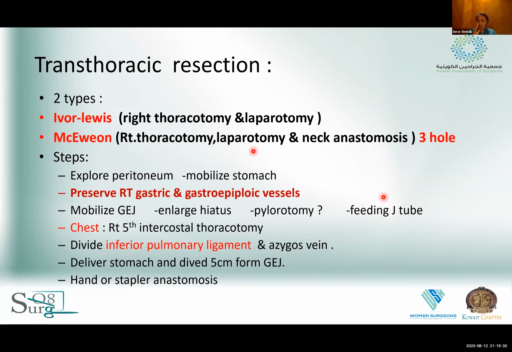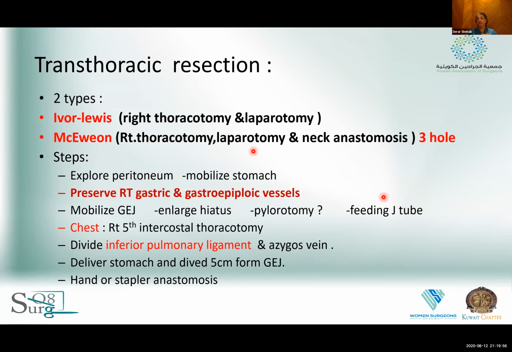When you mobilize the stomach, make sure that you preserve the right gastric and right gastroepiploic vessels. Those are the most important vessels for your conduit. Otherwise, if you injure these vessels, then your conduit is going to be useless, and you have to look for another conduit, for example, colon.